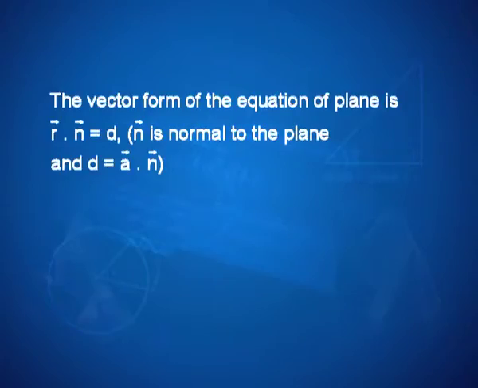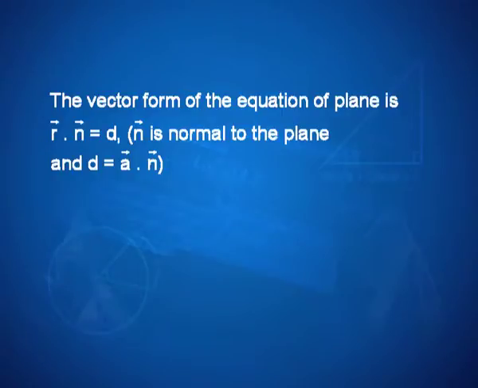If we revisit the two things that we have discussed so far, the vector form of the equation of the plane is given as vector r dot vector n equal to d. Now, vector n is a normal to the plane and d is that quantity that would simplify if you find vector A dot vector n.